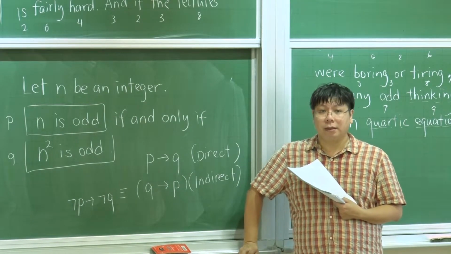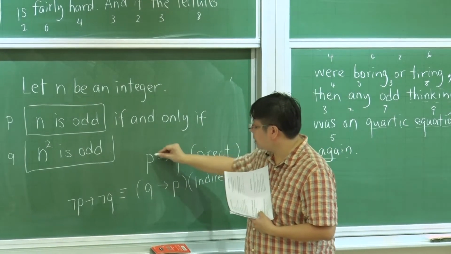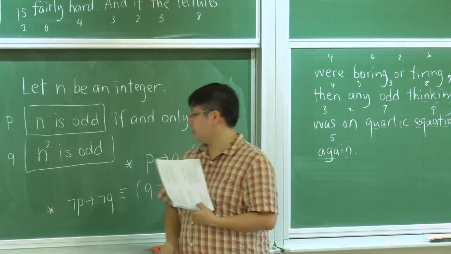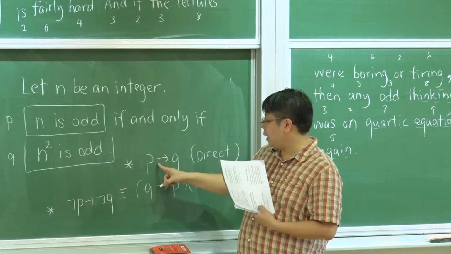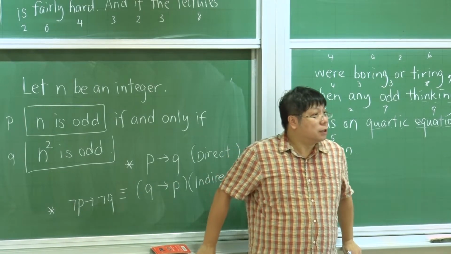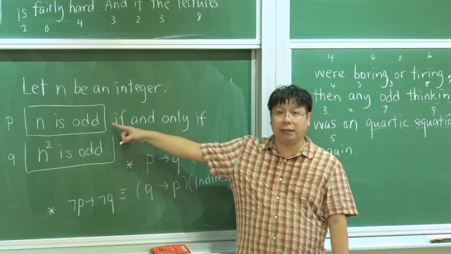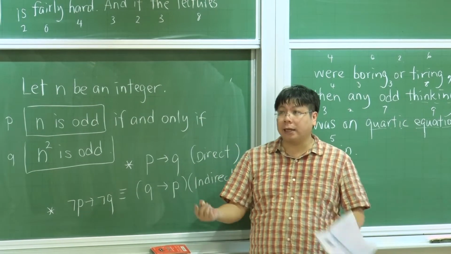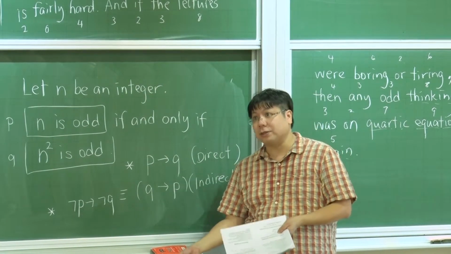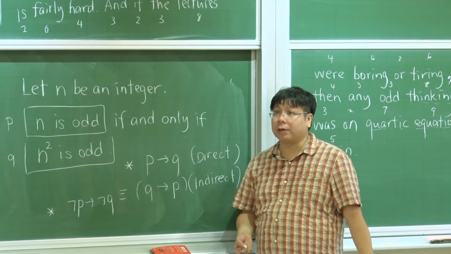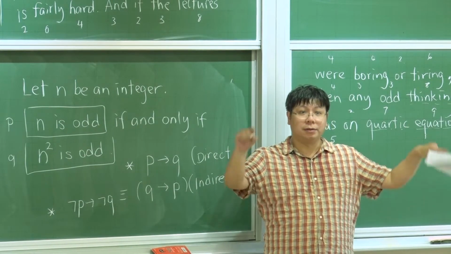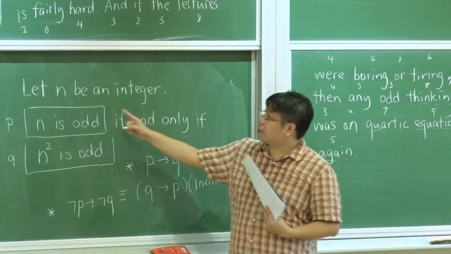So we have actually done this; we have shown it by direct proof. Combining P implies Q and Q implies P, we have P if and only if Q. So these two statements are equivalent. Whenever I say n is odd, I am actually saying n squared is odd, and whenever I say n squared is odd, it is the same as saying n is odd, because they always have the same truth value. So this is the strategy.